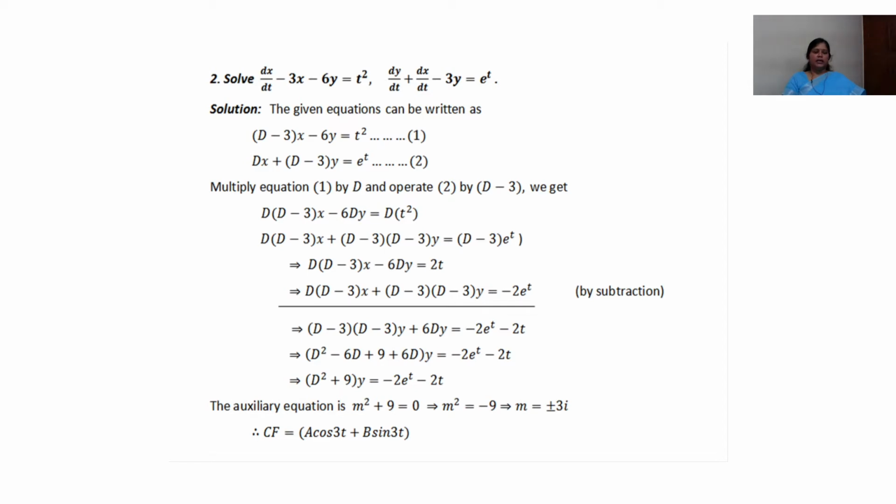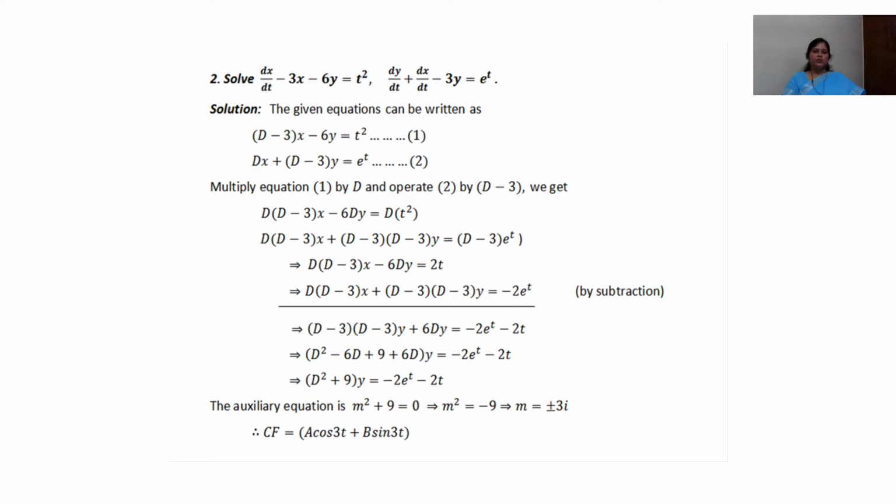We get D into (D minus 3) x minus 6Dy is equal to the differentiation of t square, which is 2t, so we wrote D of t square as 2t on the right side. Similarly for the next one, D into (D minus 3) x plus (D minus 3) into (D minus 3) y is equal to (D minus 3) into e to the power t. The differentiation of e to the power t is e to the power t, then minus 3 into e to the power t. Simplifying, we get minus 2 into e to the power t.